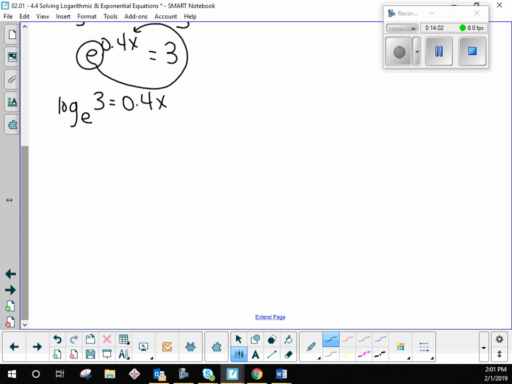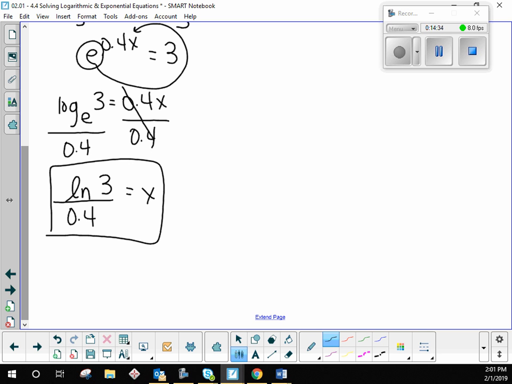I don't have x solved for yet. It's 0.4x. How do I get x by itself now? Divide both sides by 0.4. Those cancel, so I have x equals log base e. How do you think I'm going to rewrite log base e right now? ln, right? ln of 3 over 0.4. You can leave it like this. You do not have to actually do any math because to do natural log of 3, we need the graphing calculators or tables. So this is called exact form. We're just going to leave it like that. Yes, ma'am? No, I won't take off if you just leave it log e. It's correct either way.